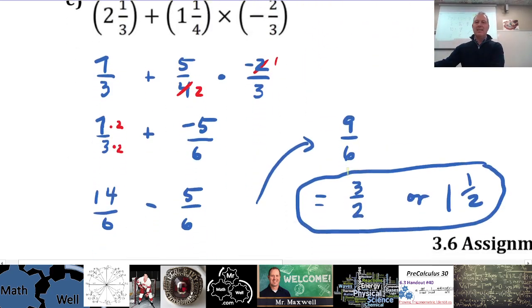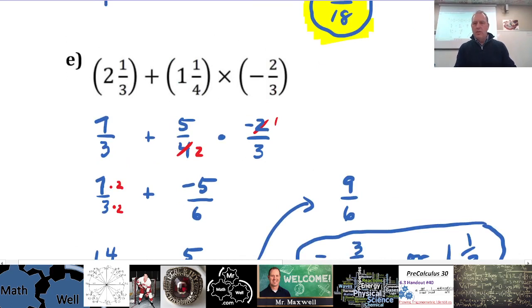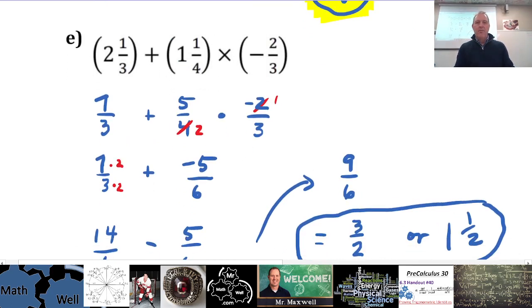All right, E, let's take a look at the second one here. So E says I have these mixed fractions, and I have an addition, and I have a multiplication. So of course we're going to do the multiplication first. First step is to change these mixed fractions to improper fractions. Then I simplified this multiplication here. I saw a 2 and a 4, so I simplified those. Now I did this multiplication, and I get -5 over 6.